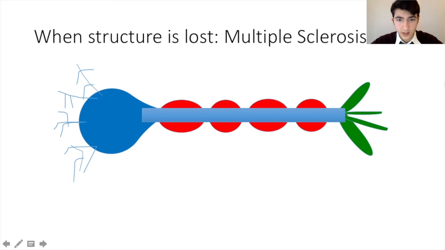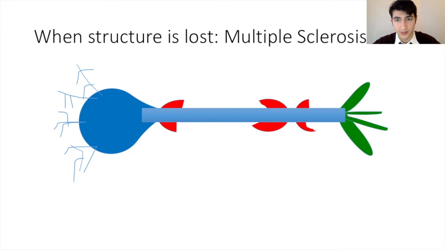So to really appreciate how much the structure supports the function of the neuron, let's look at a case study in which structure is lost: multiple sclerosis. So this is how a neuron looks normally, and this is how a neuron looks when it's been struck by multiple sclerosis, a disease in which the autoimmune system attacks the myelin sheaths and destroys them.